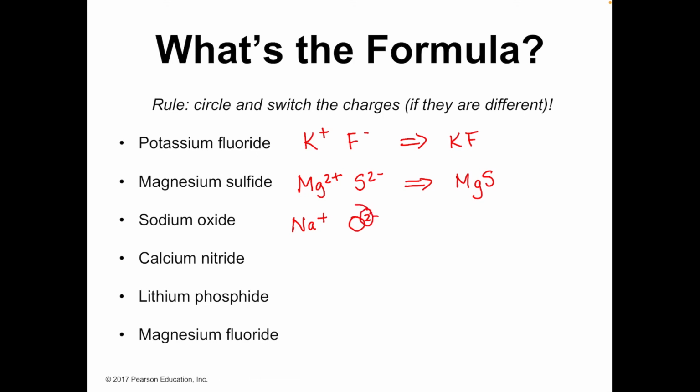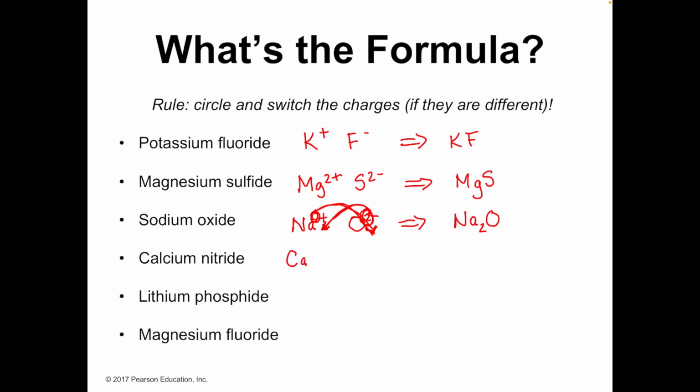So the 2 from the oxygen is going to go to the sodium. So we'll get Na2. That imaginary 1 from the sodium is going to go to the oxygen. So we'll get O. And we don't write 1s because they're redundant. So the 2 from the oxygen went to the sodium, the imaginary 1 from the sodium went to the oxygen, so we got Na2O.